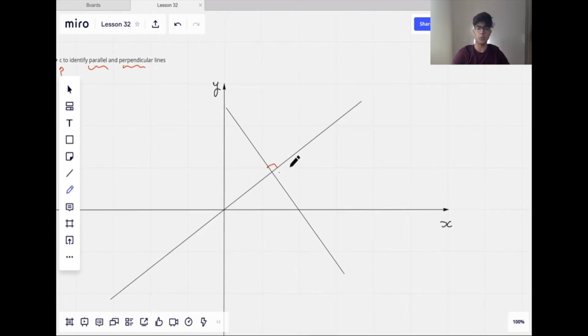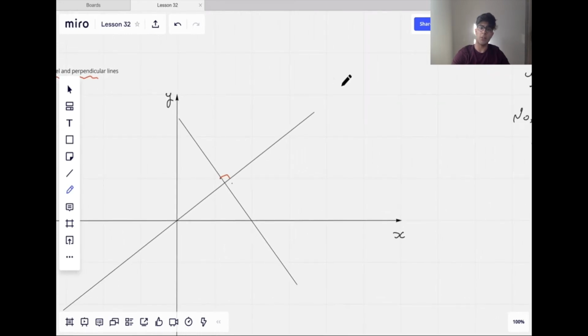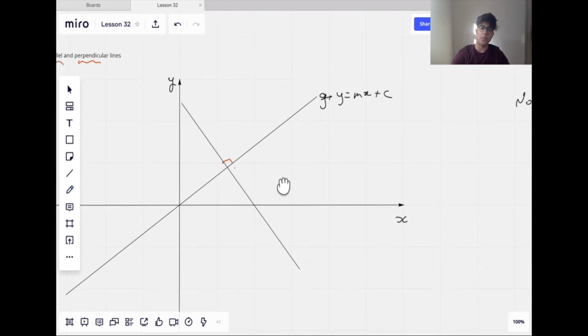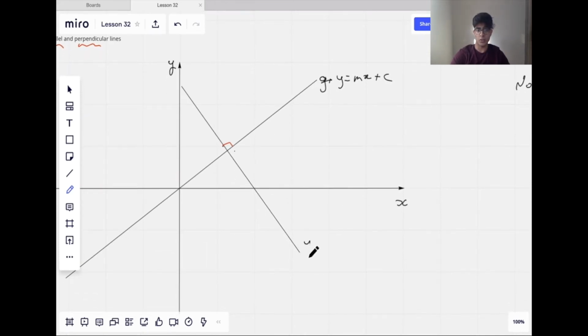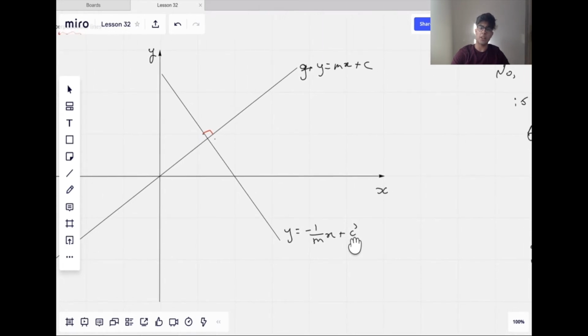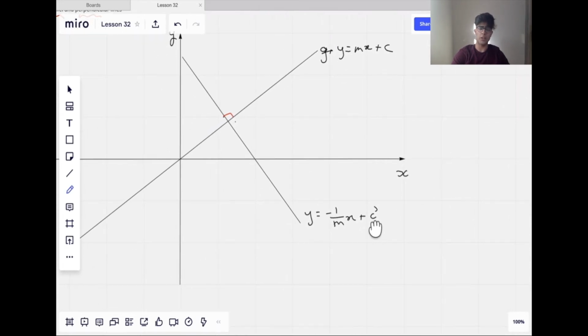What this actually does result in is, if the gradient of this is, say, m, so if we say this is y equals mx plus c, the gradient of this line is going to be y equals minus 1 over m x plus, we'll call this c dash to represent another c. And that's just a property of perpendicular lines. I'll include a proof in another video, which is completely optional, if you want to understand where this comes from instead of just taking my word for it.